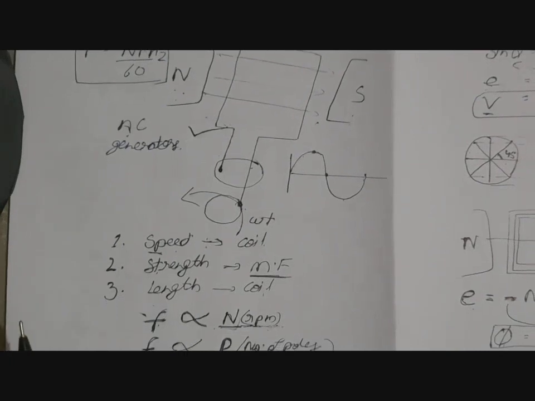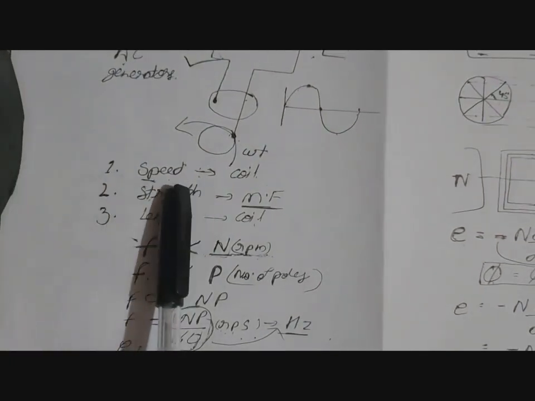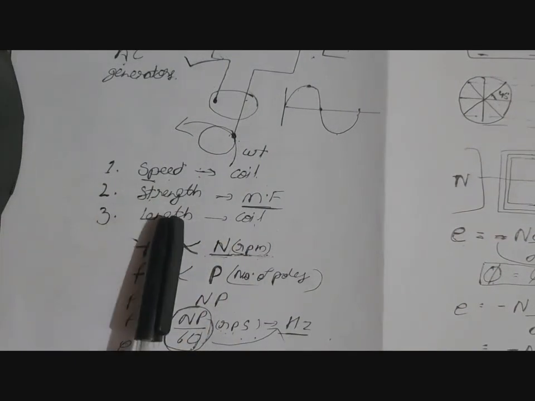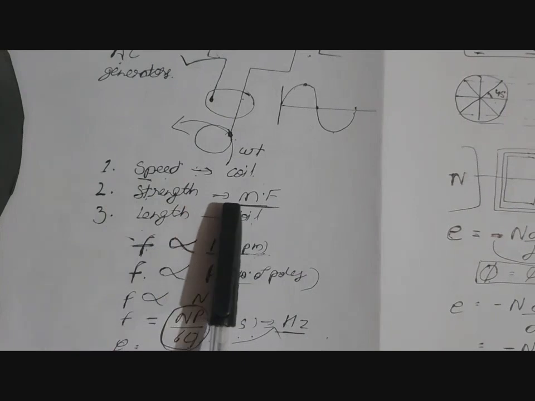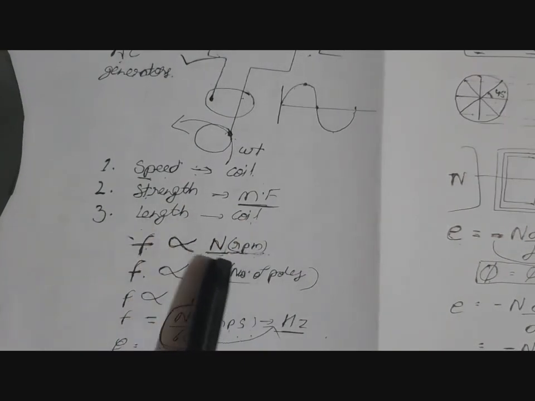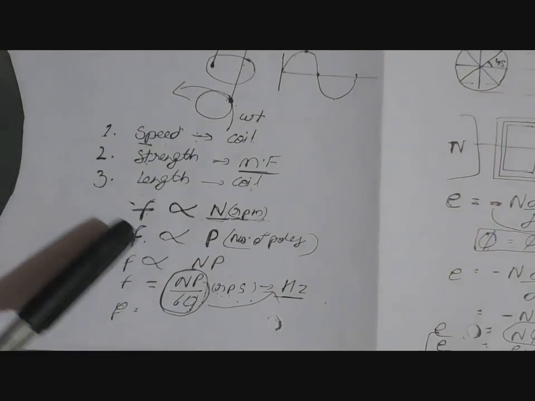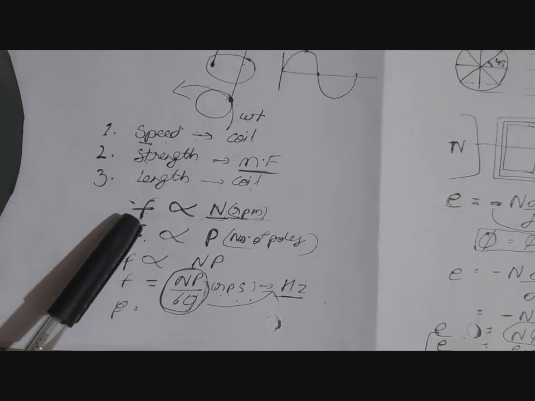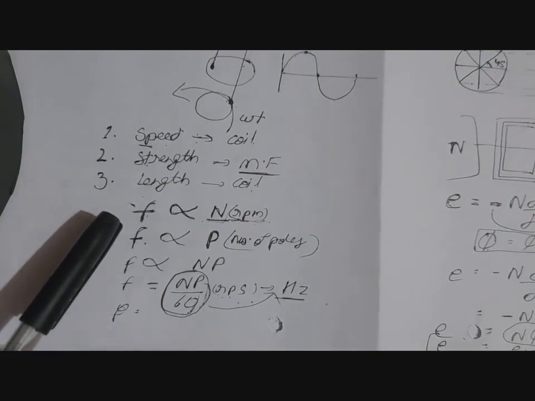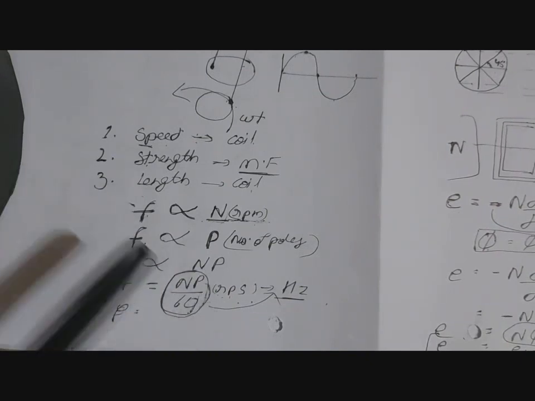AC generators basically depend on three factors. First, speed, meaning the speed of the coil. Second, strength, meaning the strength of the magnetic field. And third, length, meaning the length of the coil. The speed depends on the frequency of the coil, because frequency is defined as the number of turns in a unit time. More turns means more frequency.